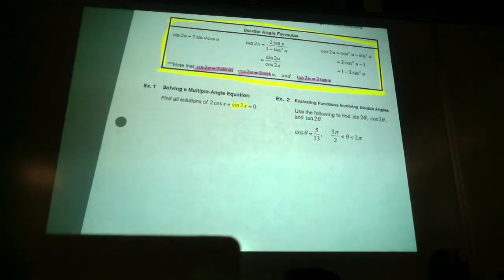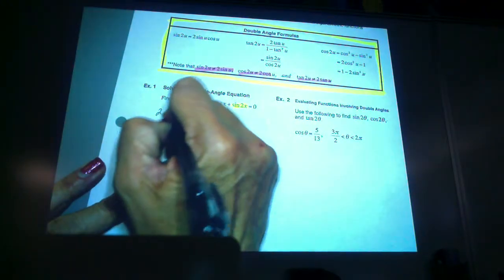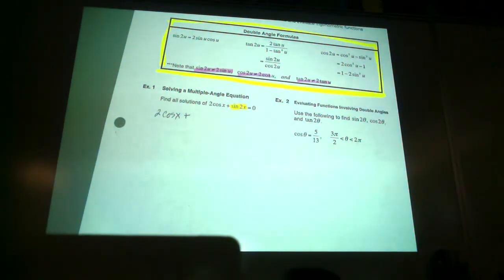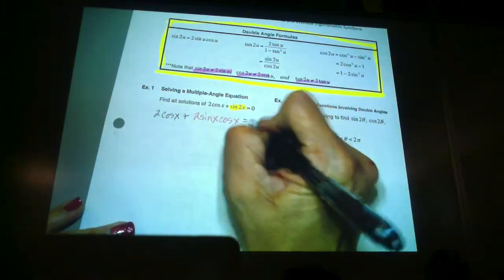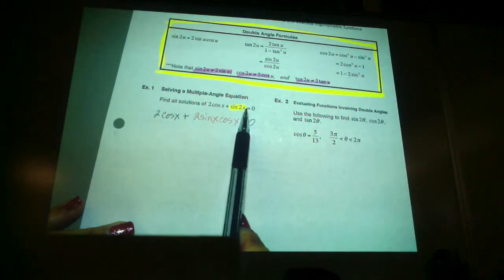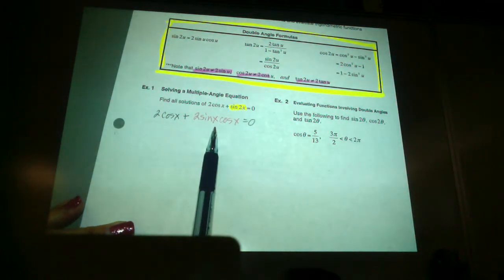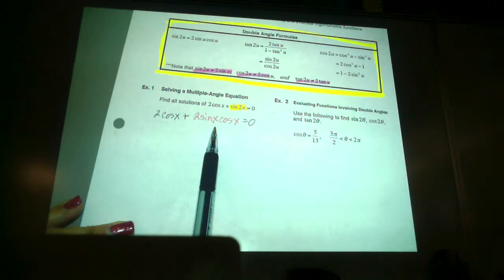So I'm going to rewrite what I have. 2 cosine of x plus, and instead of sine of 2x, I'm going to put in 2 sine of x cosine of x, equals 0. So all I did was rewrite what I started with. Instead of the double angle, we're putting its value in there.